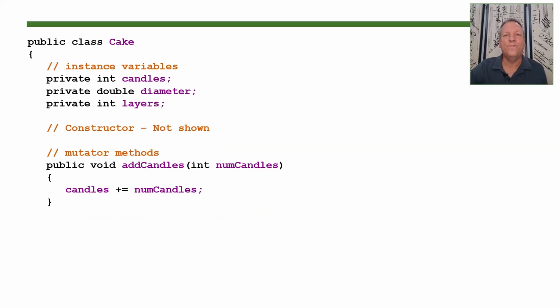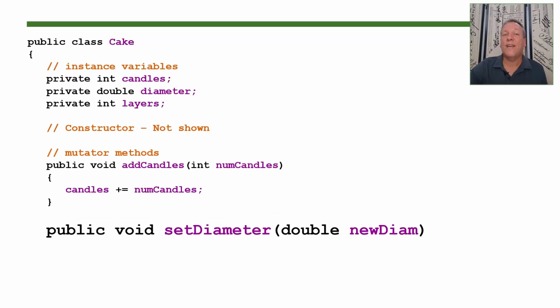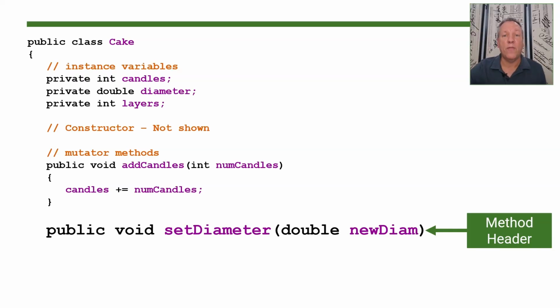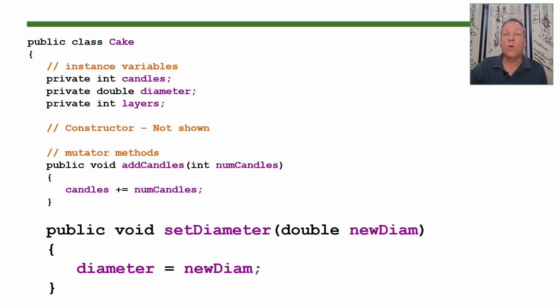Let's look at another one. public void setDiameter with a parameter newDiam. This is the method header for our mutator method that will change the diameter of our cake. So what code will go in the method body of this mutator method? We're going to write diameter = newDiam. This takes the value in the parameter newDiam and replaces the old value that instance variable diameter used to hold. Again, we've modified one of our instance variables.